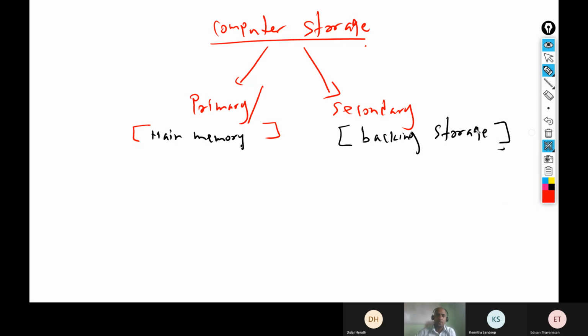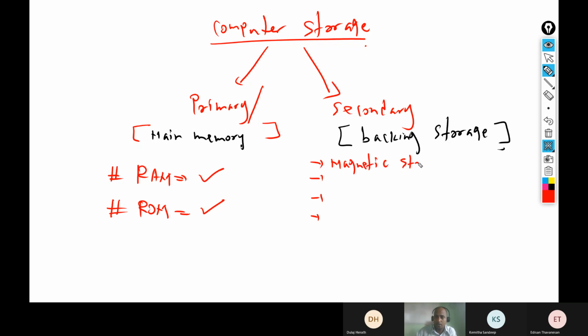All right, Baba. Primary memory, we have RAM and ROM. We talked about these two perfectly. Backend storage devices, we have several parts. The first one is magnetic storage. Magnetic storage is about hard disk, floppy disk, zip disk, jazz disk, something like that.